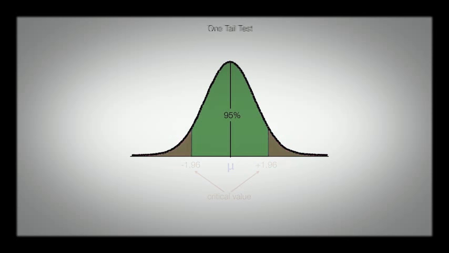When I return to a one-tail test, the critical value on the right is a positive 1.645, and the critical value to the left would be a negative 1.645.